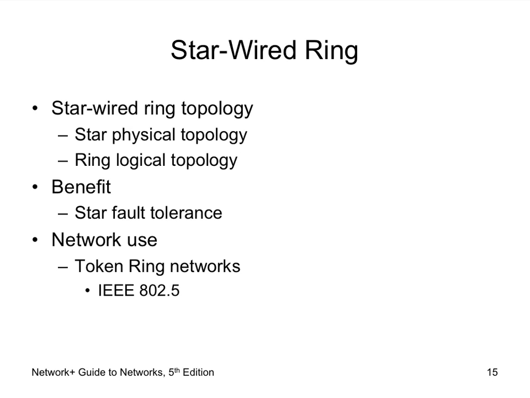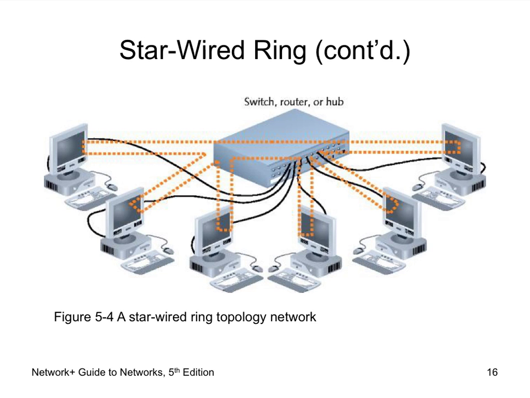So the star ring topology is a star physical topology and a ring logical topology. The benefit is you have the star's fault tolerance of being able to troubleshoot things, and it's used in what's called an IEEE 802.5 token ring. And token ring basically allows you to isolate your data better and to have better fault tolerance, which makes sure data gets there in an efficient time, not maybe the quickest time, but efficient time. So here's what it looks like on a star ring.